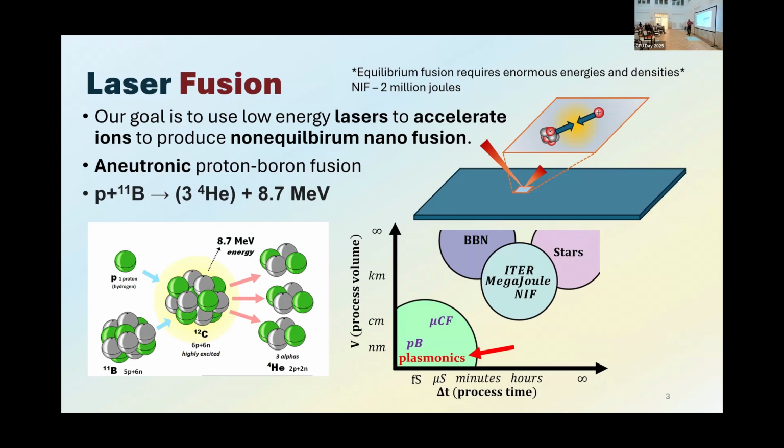So we consider a reaction like this, which is proton boron, which has a product of 3 alphas. And these 3 alphas are very easy to stop. Alpha particles have a very short stopping distance. You can even just stop them in air.